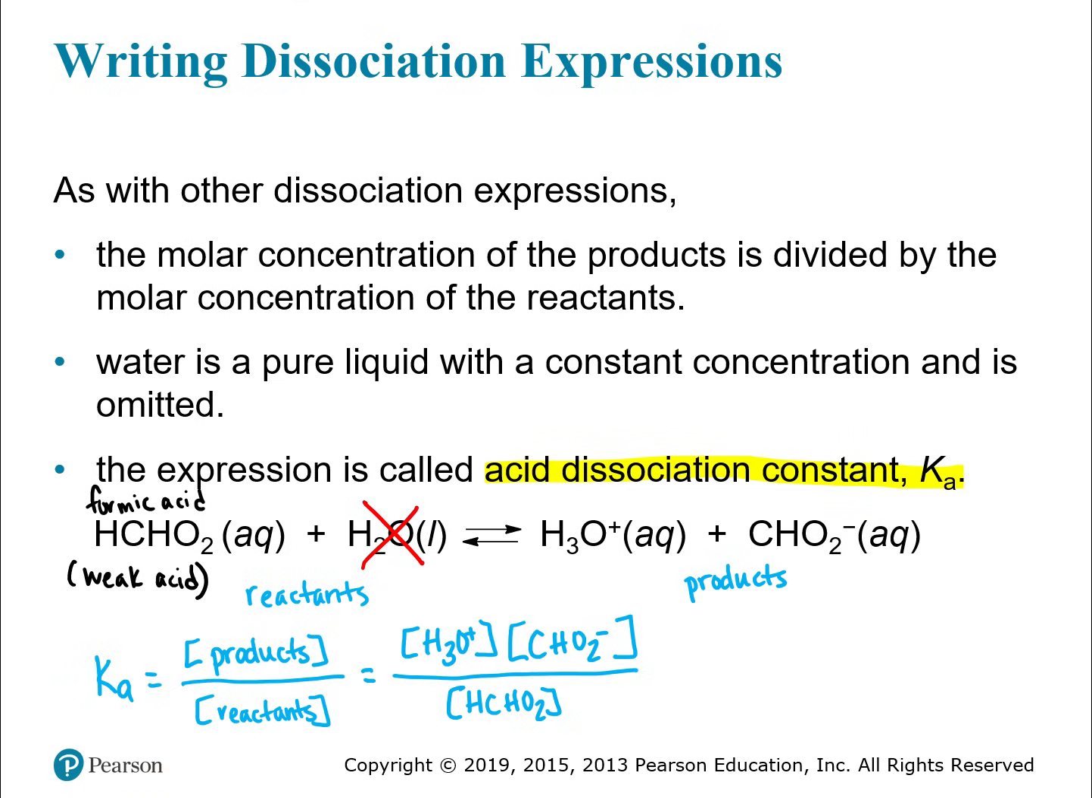The ions that are formed as products are on the top. And then you have the concentration of the acid on the bottom. Never include water. Never include it. We do not want to see it there.